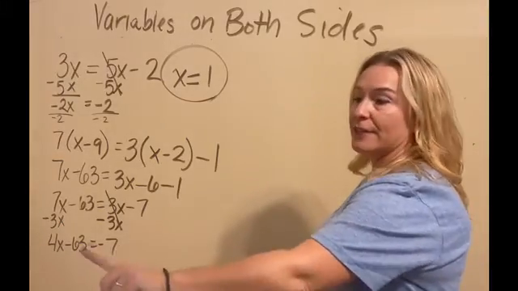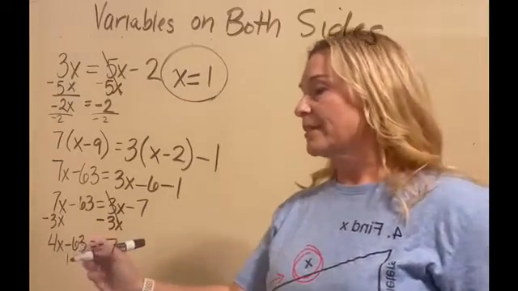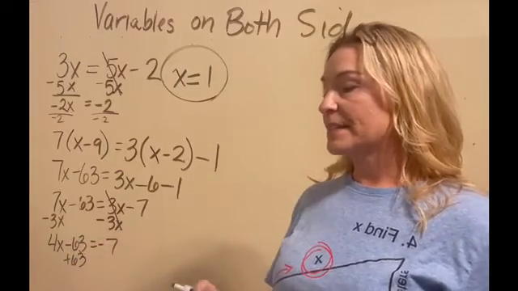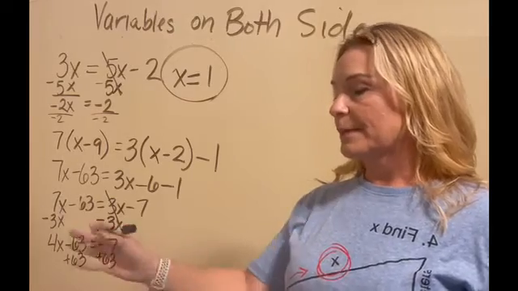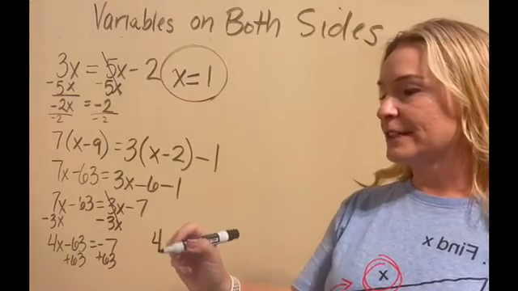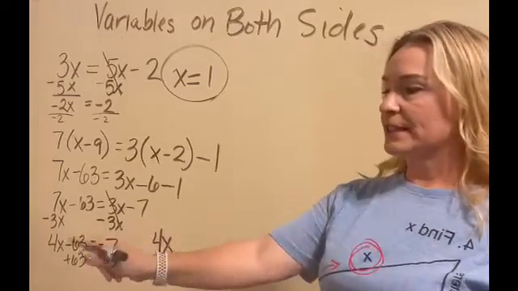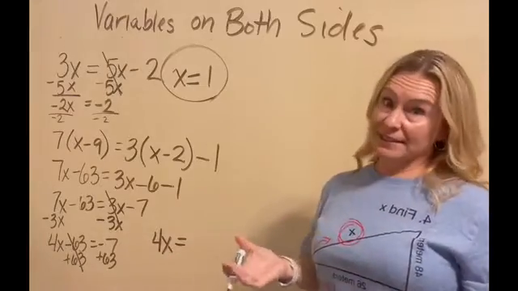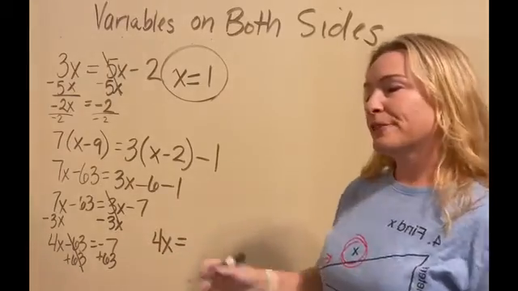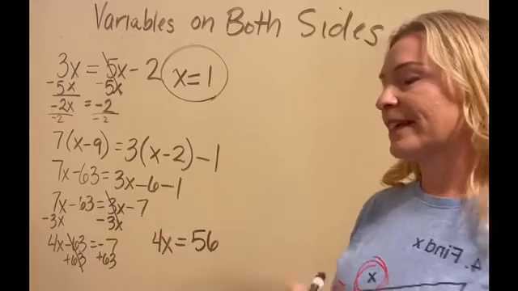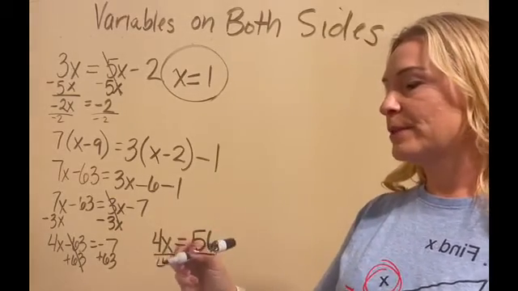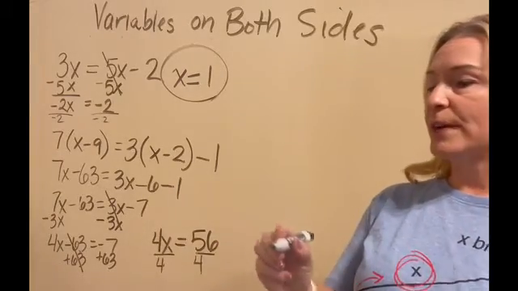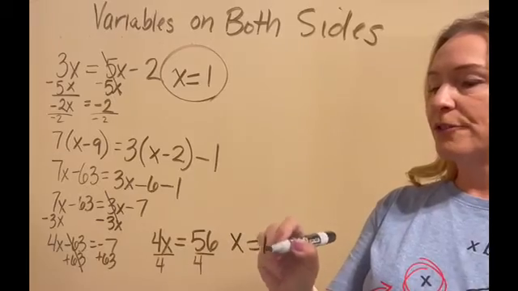I have constants left over, so I want to add my 63 because it currently has a minus sign, so I want to do the opposite operation. I'm going to move everything over here for just a second for space. So 4x is what's left over here, equals, and 63 minus 7, a way to think of that, would be 56. And last but not least, I'm going to divide both sides by 4, and that is 14. So x is equal to 14.